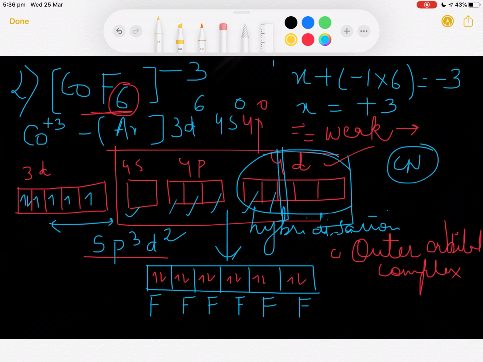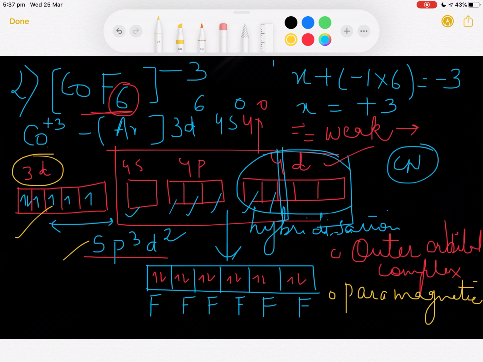Okay, another important factor is the magnetic behavior. So you have to see the 3d, not 4d. 4d is only for the participation in the hybridization, but to decide the magnetic behavior, we have to only speak about the d orbital of the central metal ion in which the electrons were present in the ground state. So you can see here the electrons are unpaired. So if the electrons are unpaired, we come to know that the nature is magnetic. I'm going to write down here, so it's paramagnetic in nature. So it's an outer complex, it's paramagnetic in nature.